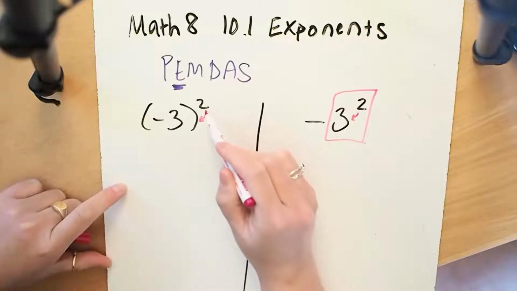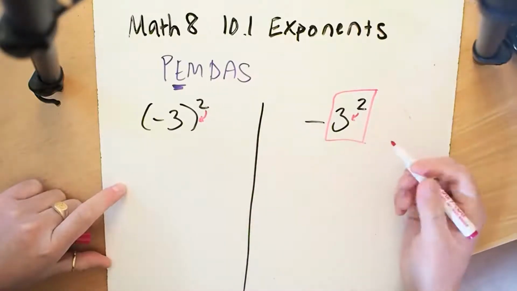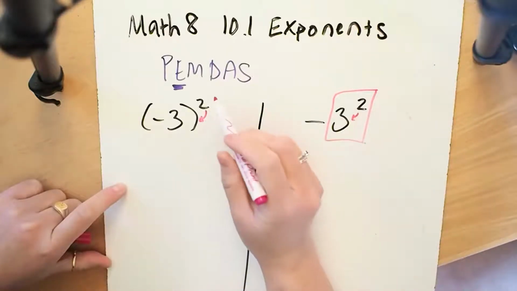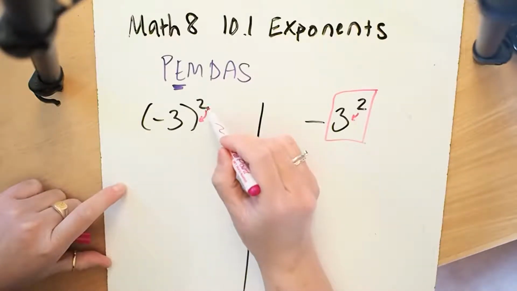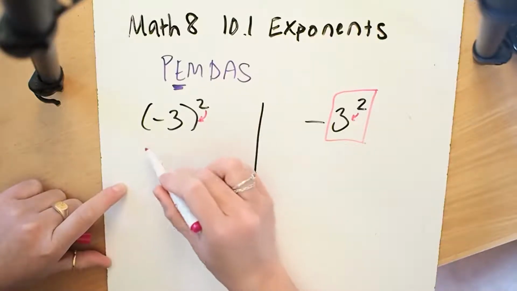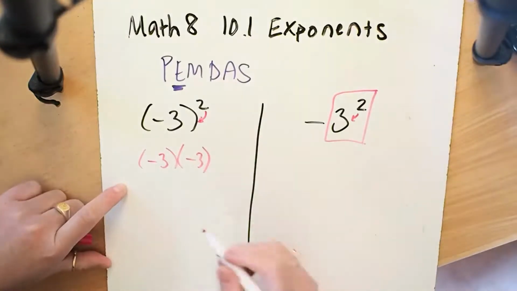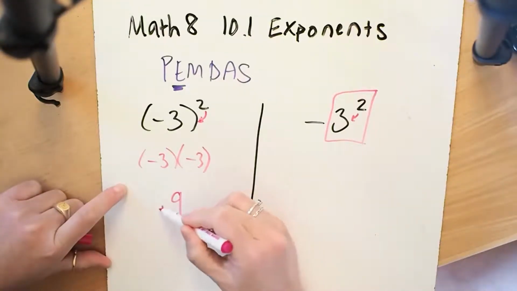Over here we see that the exponent is including the negative sign inside the parentheses. So let's do this first. This one is saying that whatever is inside these parentheses, which is being exponented, is multiplied by itself twice. So we write out -3 times -3, and a negative times a negative is always a positive.